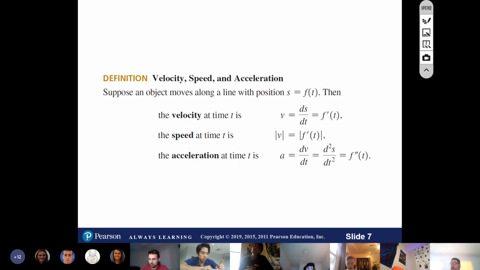So f of x is the function. f prime of x equals velocity. And f double prime is the acceleration. And f triple prime is the jerk.